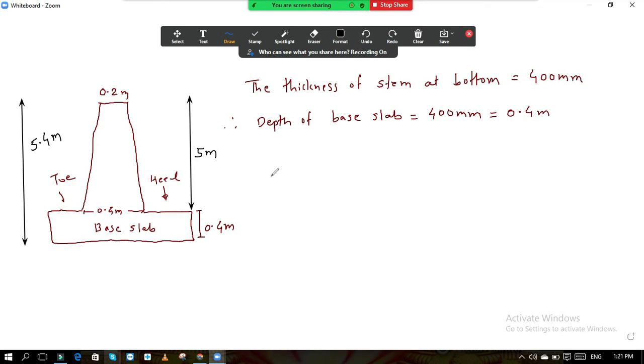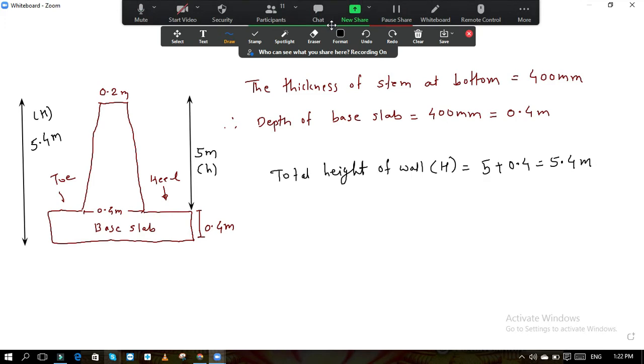So I will write here total height of wall. The notation is capital H. For this height, I will use capital H notation. This is the height from the top of the base slab. It can be denoted by small h. The total height is equal to 5 plus 0.4, which is equal to 5.4 meter. So this is the total height.